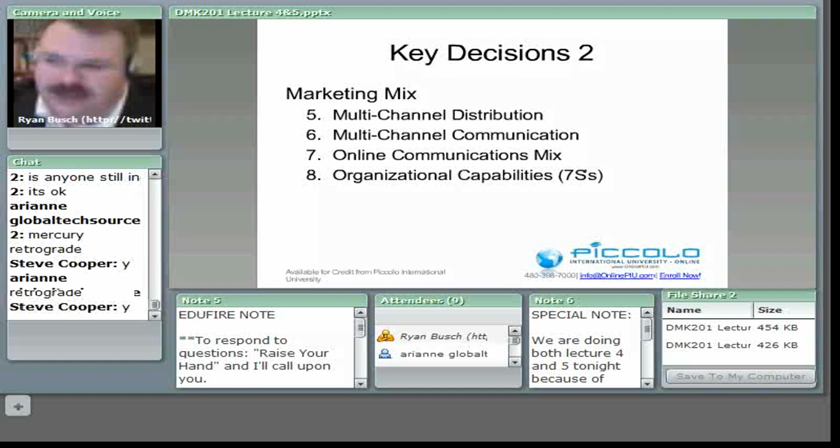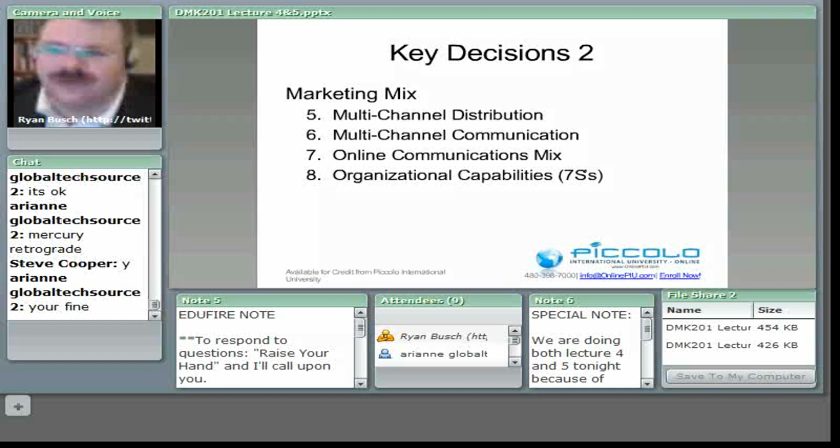Our final element of the marketing mix is the organizational capabilities, and we define this as seven S's. And I was mentioning before we were interrupted that there are some similarities to the elements of the seven S's as you might find in the balanced scorecard. So if you go back to, I believe it's lecture 3, and consider the balanced scorecard elements, you'll understand that this large variety of organizational elements all factor into the decision-making process.